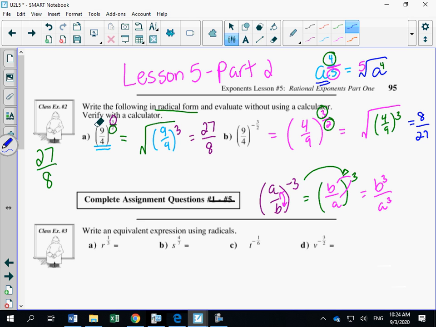Another thing you may see, some students will notice, 9 over 4 to the 3 over 2 was 27 over 8. 9 over 4 to the negative 3 over 2 is going to be the same answer, but the reciprocal. So the reciprocal of 27 over 8 is 8 over 27.